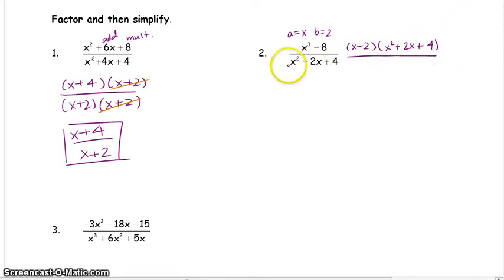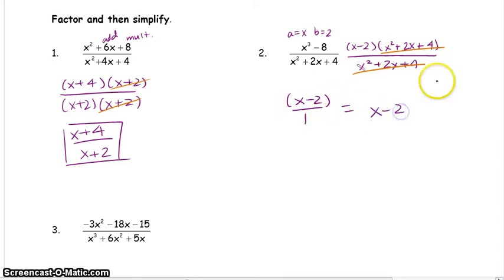And now we look at the bottom, x squared plus 2x plus 4. Well, let's see what two numbers multiply to be 4 and add to be 2. Well, nothing, so we're left with x squared plus 2x plus 4, which, if you notice, is the same thing that we got out of our difference of cubes. So these whole things cancel. So then we're just left with x minus 2. And since we did have a denominator of 1, that's the same exact thing as writing it as x minus 2. So we can go straight from this step down below. Okay, so this is our final answer.